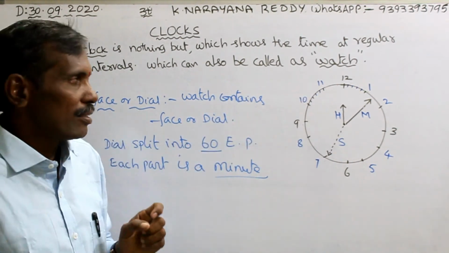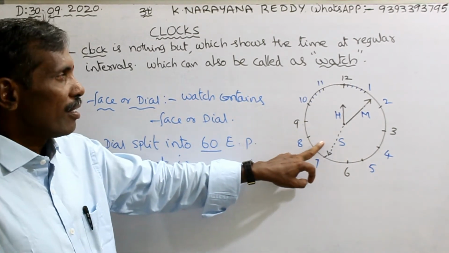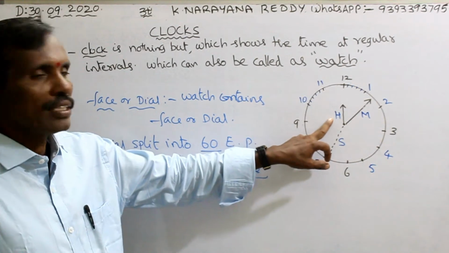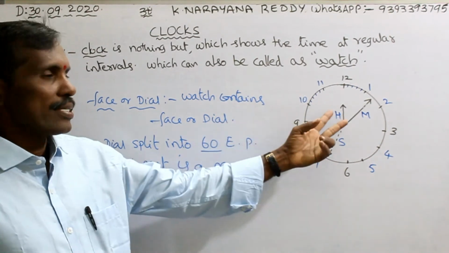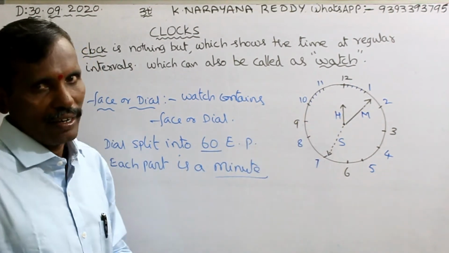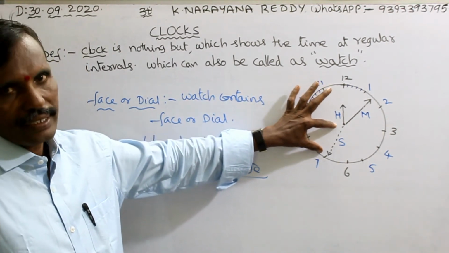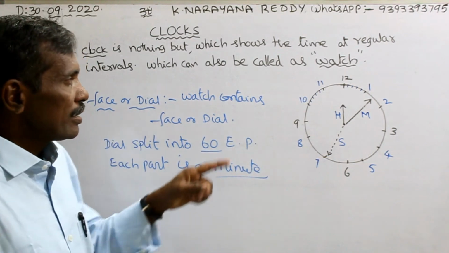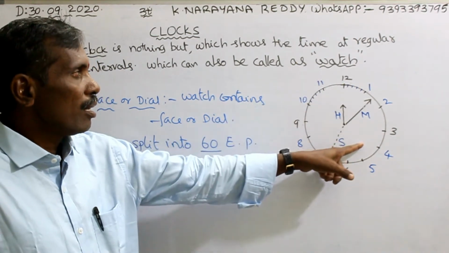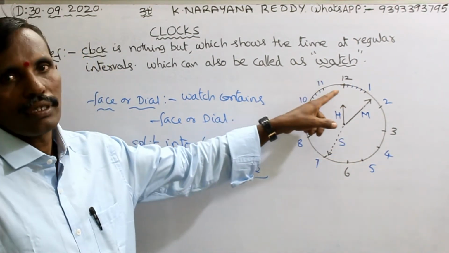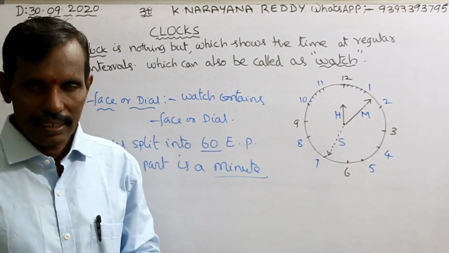This watch contains three types of needles. One is the second hand, another is the minute hand, and another is the hour hand. Of these three, we are focusing only on two hands, the minute and the hour hand. Just for convenience, we are taking the second hand too, because the second hand rotates one revolution throughout the dial one time for 1 minute. Yes, because 60 seconds is 1 minute.